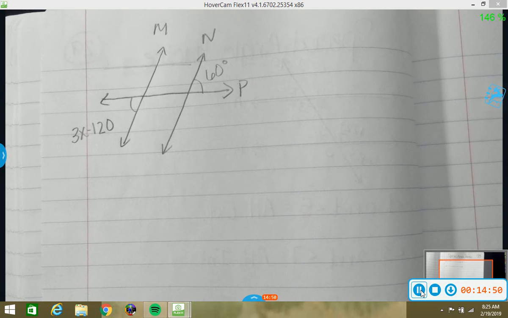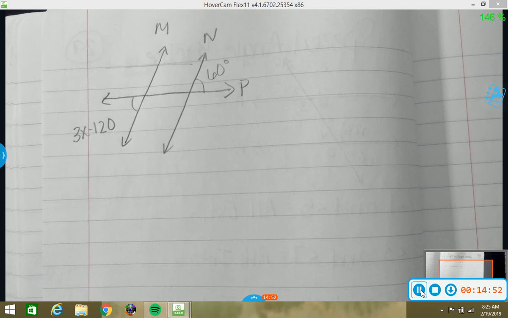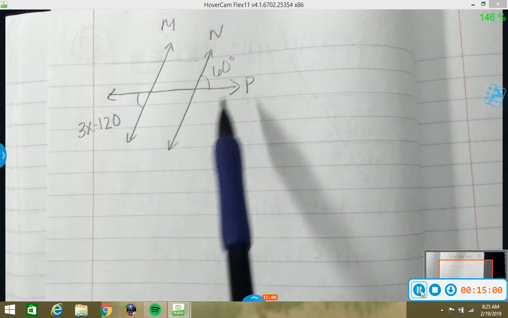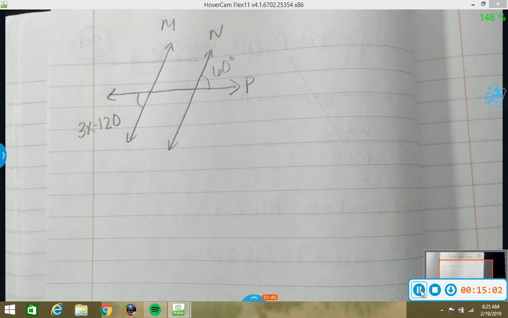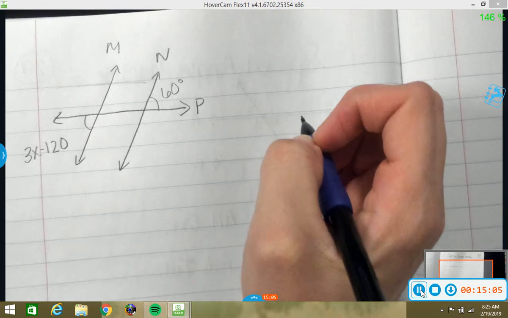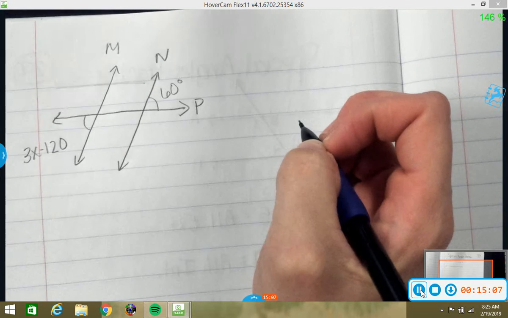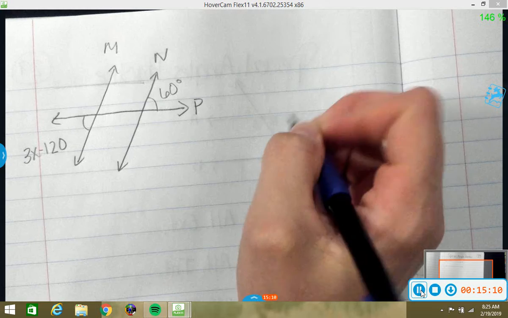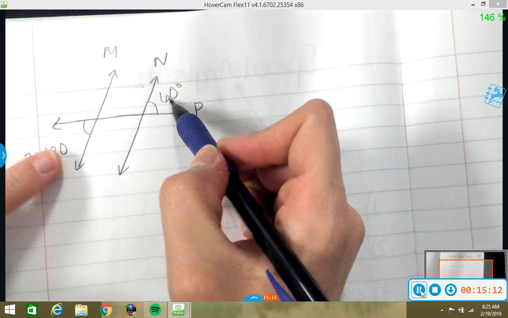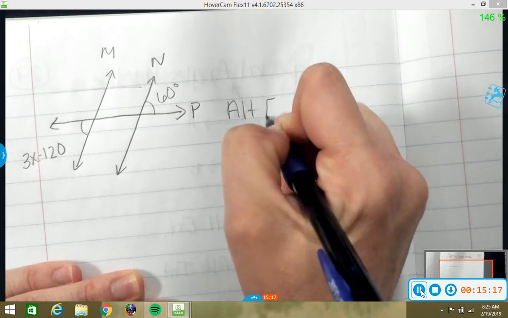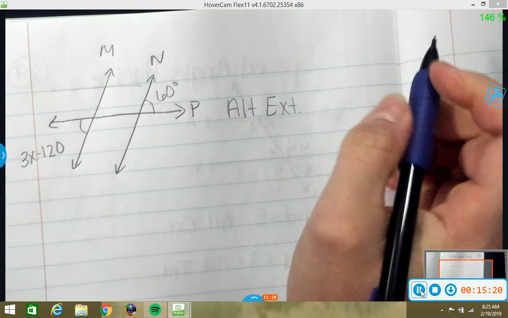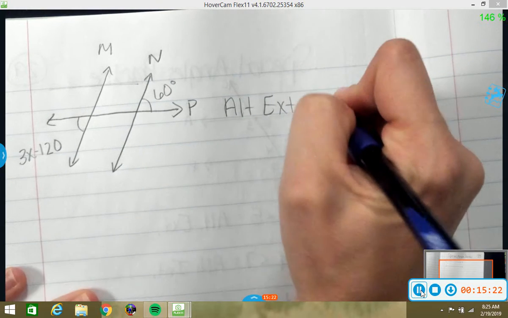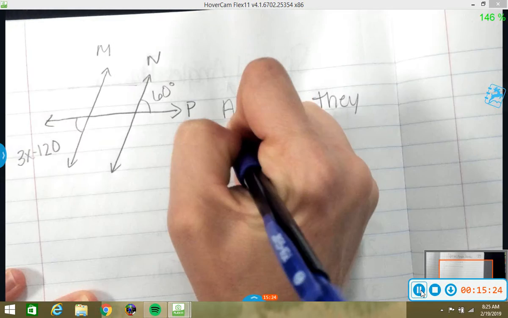Okay? So the first thing that you have to look for is you're obviously going to have to set up an equation because there's a variable, right? What do you know about these two angles? They're the same, and you can call them the same. You can't just say they're the same. You have to justify it. And when you justify it, you say that they are what? Alternate exterior. And because you can give it that name, you know that they are equal.